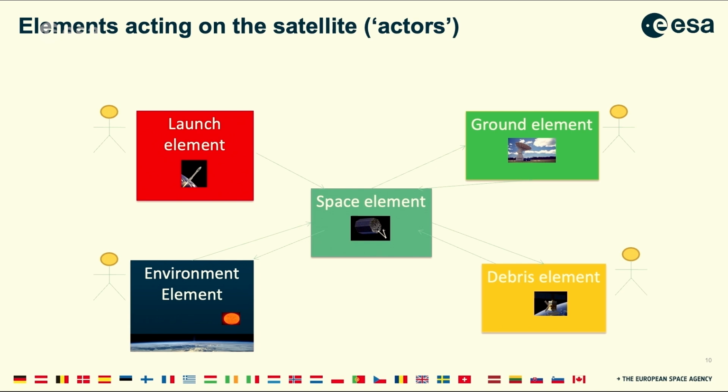The ground element as well. We are always interacting with ground stations on Earth, for example. There's the environment, the space environment. And in this case, because we're also going to go into the atmosphere, there's also the Earth environment that will have an influence on our system. And there's the debris element. For example, once I touch the debris, the entire moments of inertia of my system will change. And the system needs to be able to react to this.